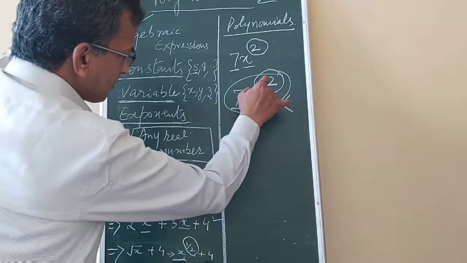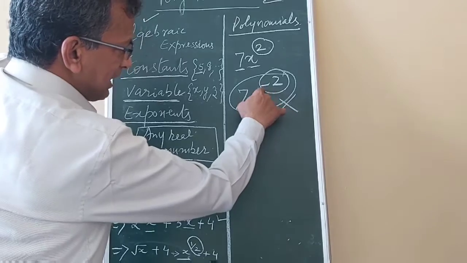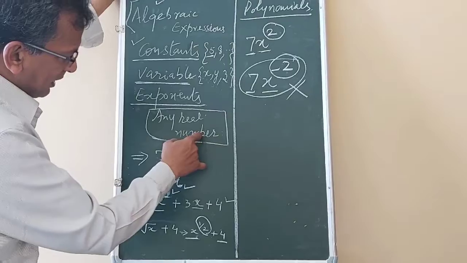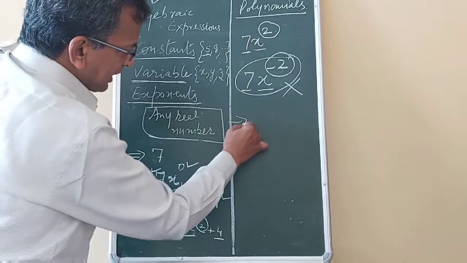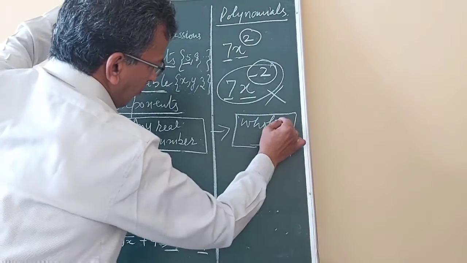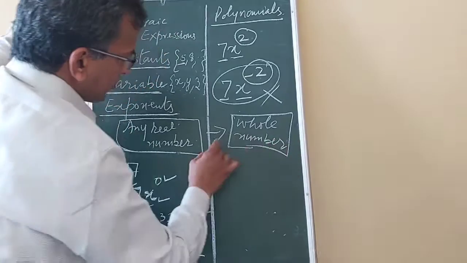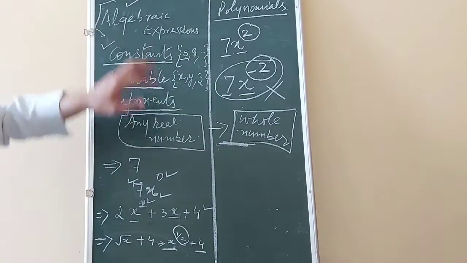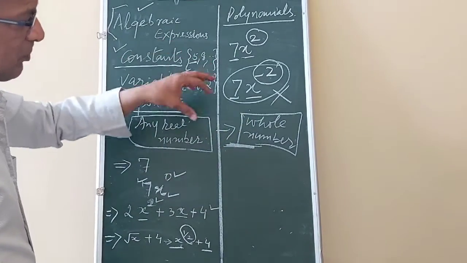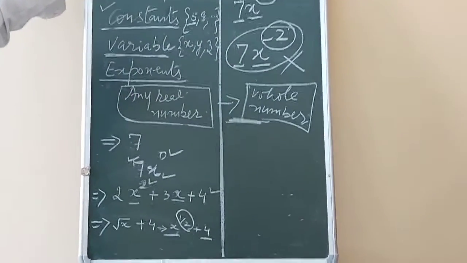Why? Because the power of x, the exponent, is negative. So the main difference is, here in exponents we have written any real number. Here in exponents means a whole number. Whole number. So this one is the main difference: when writing the algebraic expression, when the exponent is a whole number, that algebraic expression is a polynomial, right?